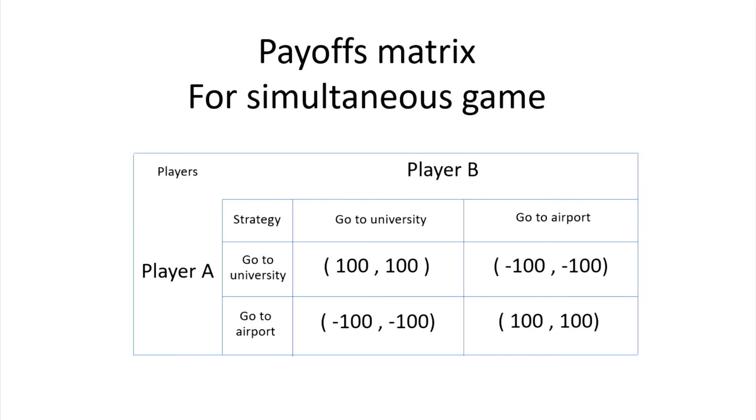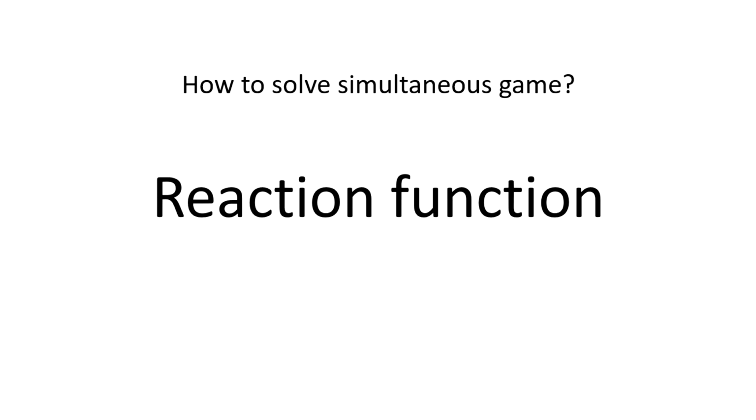But if player A misses meeting player B at the airport or university, then player A is unhappy and player A loses 100 utils, or minus 100. Then player B also loses 100 utils as well. Therefore, the payoffs of A and B are minus 100 and minus 100 in that case. Here you see that we have 4 cases of the results.